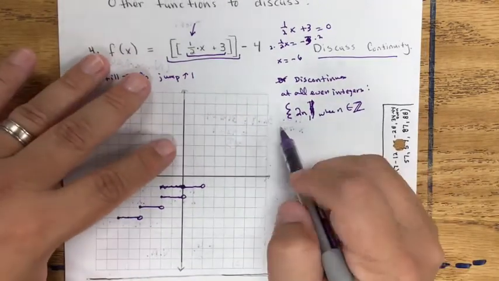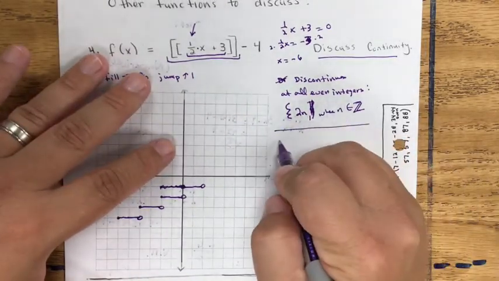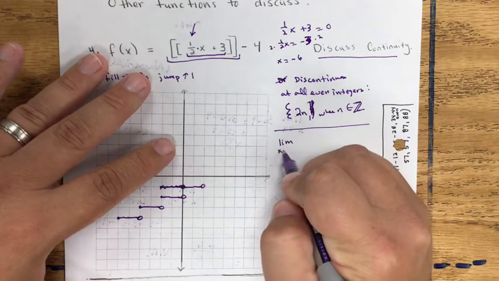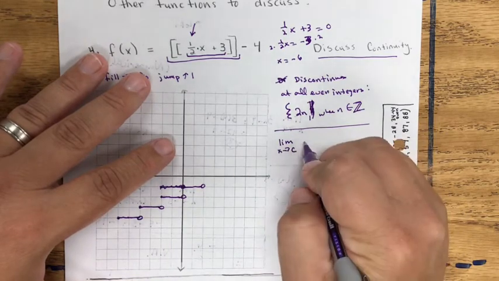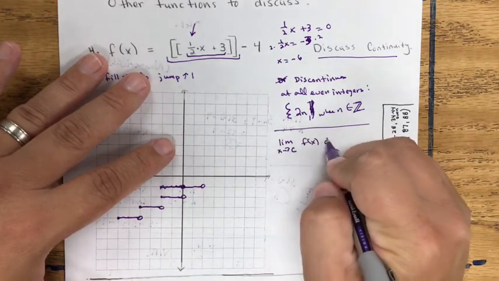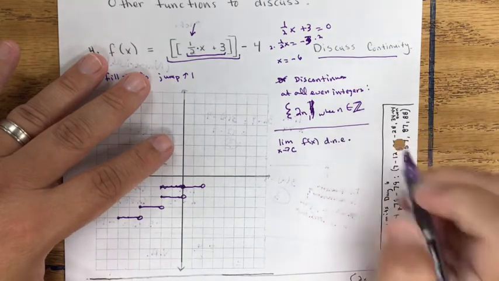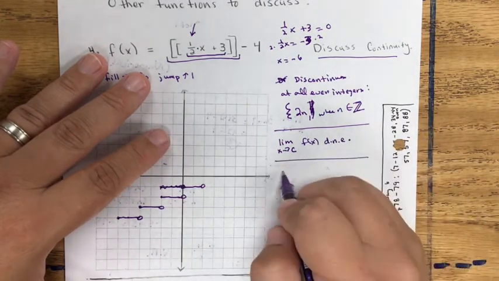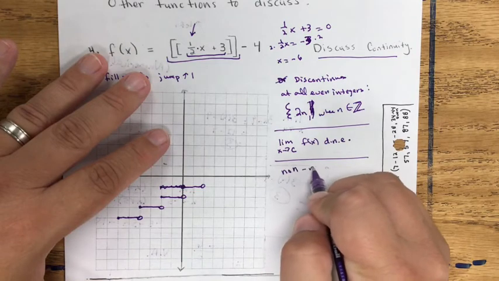Okay, now, why is it discontinuous? It's discontinuous because the limit as x approaches all those places of the function does not exist. Okay, so that means at every place those are non-removable.